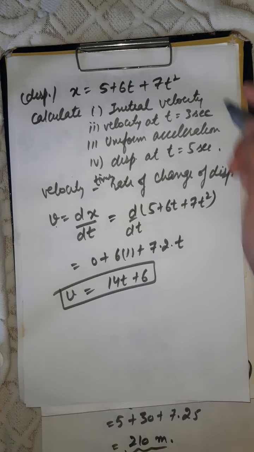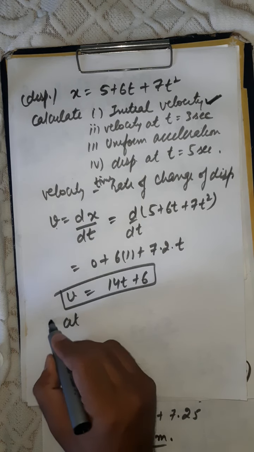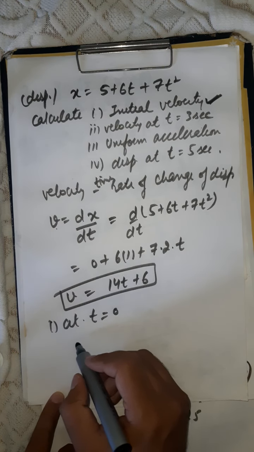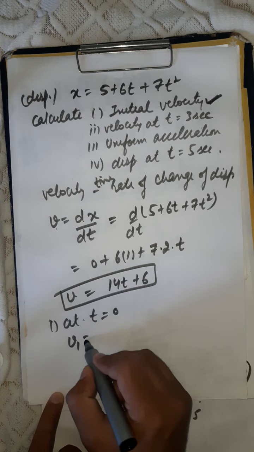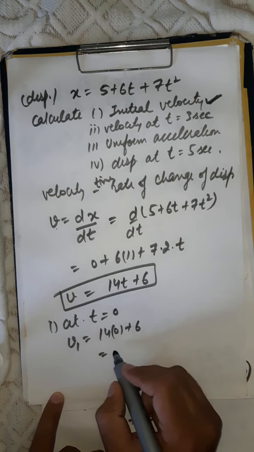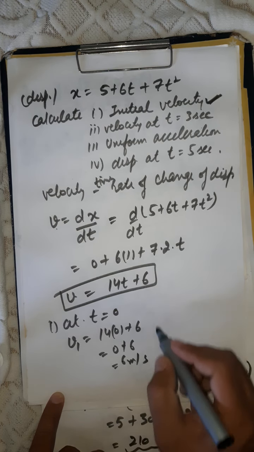Now we have to calculate the initial velocity. Initial velocity means at t is equal to 0. At t is equal to 0, you have to put the value: v1 is 14 into 0 plus 6, it becomes 0 plus 6, 6 meter per second.